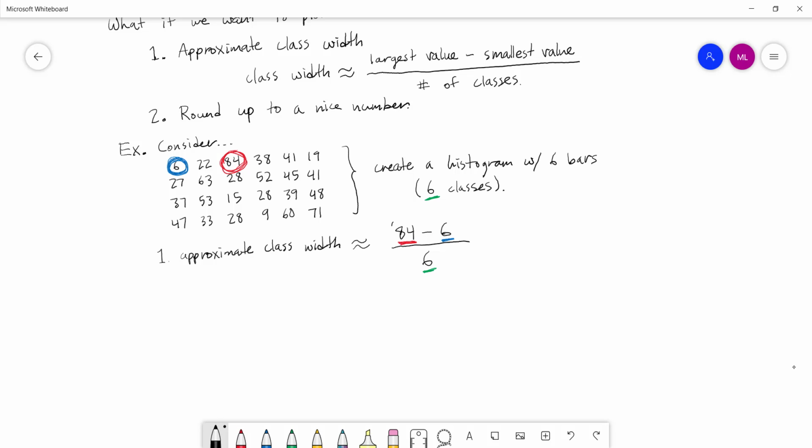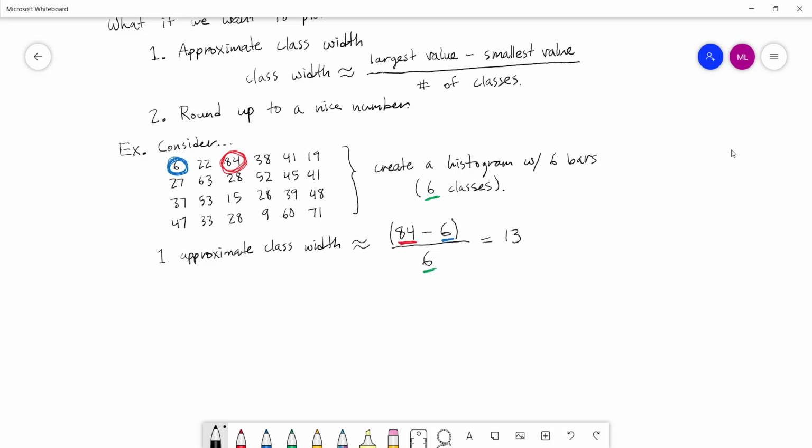If you're doing this on a calculator, I'd recommend tossing some parentheses around this to make it a little bit easier. And you can do this as 84 minus 6 divided by 6, kind of all in one line with those parentheses. Or you can do it in 2 steps. 84 minus 6 is going to be 78. Divide that by 6, and we wind up with, in this case, 13.